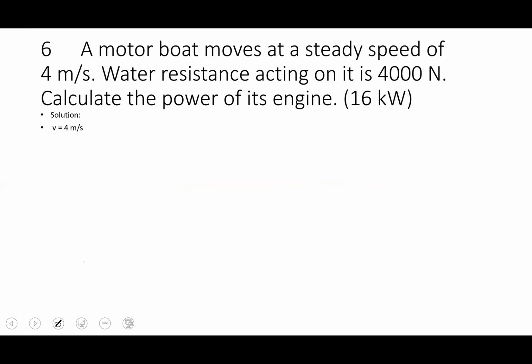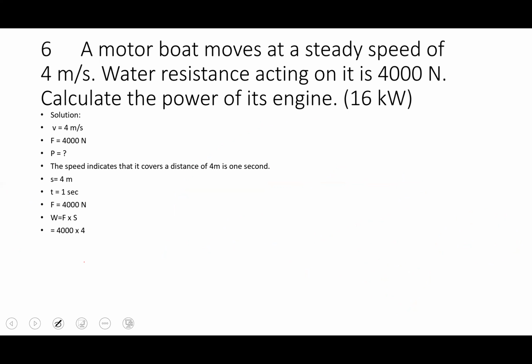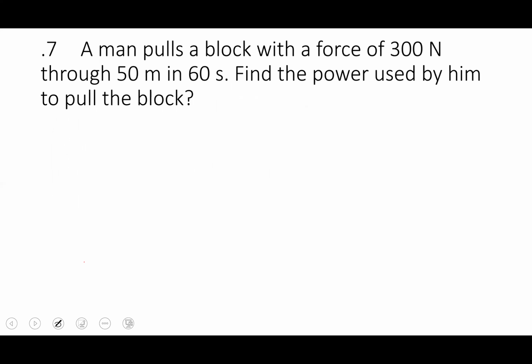V is equal to 4 meter per second, F is equal to 4000 newton, and T we have to find out. The speed indicates that it covers a distance of 4 meters in 1 second. So distance is 4 meters, time is 1 second, force is 4000 newton. W is equal to F into S, so 4000 into 4, so it is going to be 16,000. So the power is going to be work done over time, so 16,000 divided by 1. So our answer is 16,000 watts, or we can say 16 kilowatts. And that is our answer.